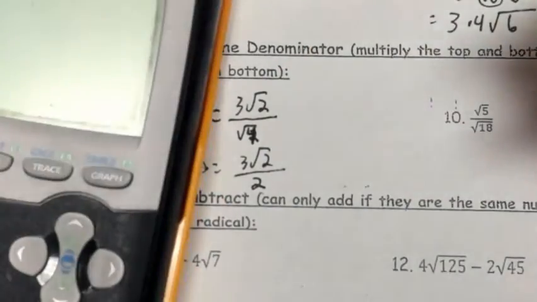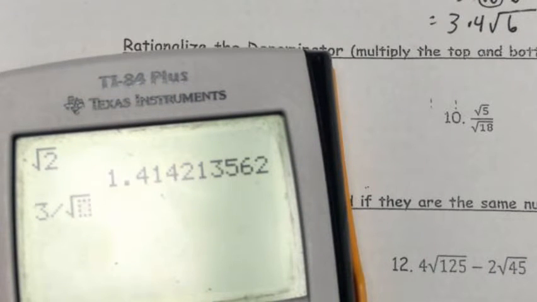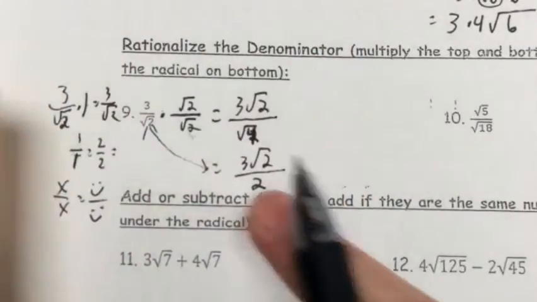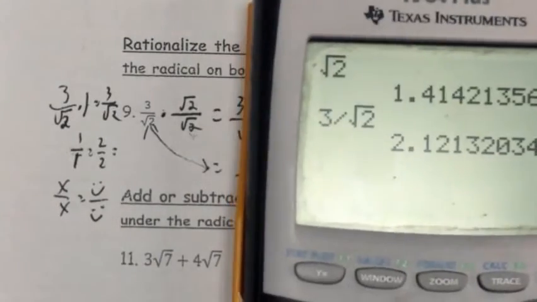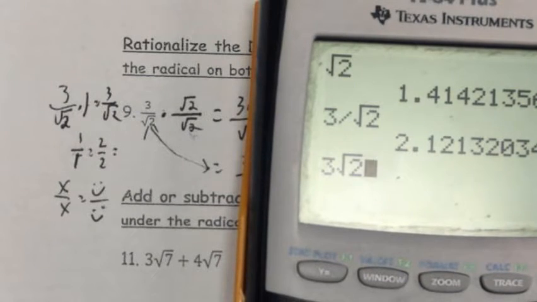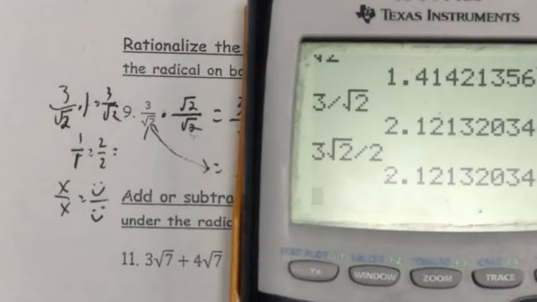And if you don't believe me, let's try it. 3 divided by the square root of 2 is 2.12. And now 3 square root of 2 divided by 2 is still the exact same number.